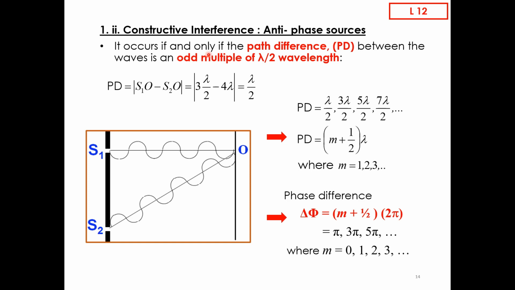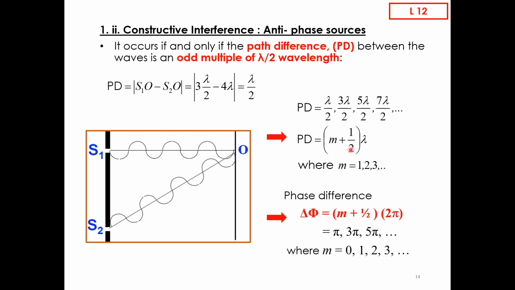It occurs if and only if the path difference between the waves is an odd multiple of lambda over 2 wavelength. Okay, let us count together how to determine the path difference. For source 1, 1 lambda, 2 lambda, 3 lambda, and half lambda. Okay, so we have 3 and a half lambda. Next, for source 2, we have 1 lambda, 2 lambda, 3 lambda, 4 lambda. Okay, so 3 and a half lambda minus 4 lambda, we get the answer half lambda.